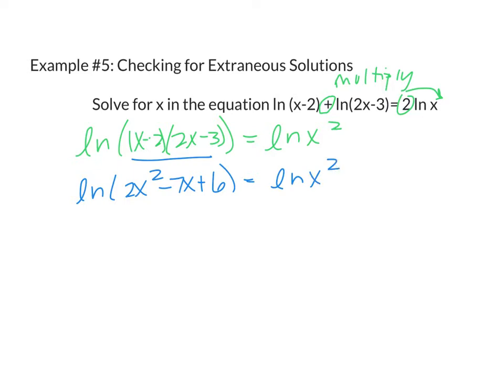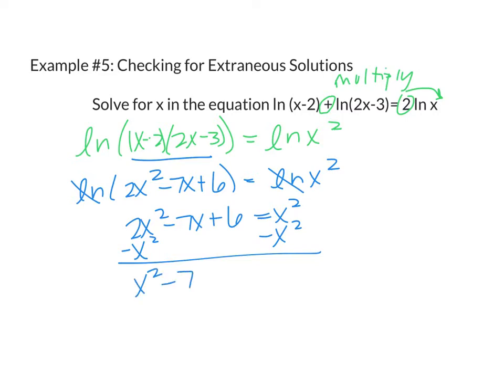Since each side is equal to natural log, they've essentially canceled one another out, and we're left with 2x squared minus 7x plus 6 equal to x squared. If we set this equal to 0, this will then become just a quadratic equation. So if I subtract x squared on both sides, I am left with x squared minus 7x plus 6 equal to 0. Now, if we do AC, the two factors that multiply to get 6 but add up to negative 7 are x minus 1 and x minus 6.